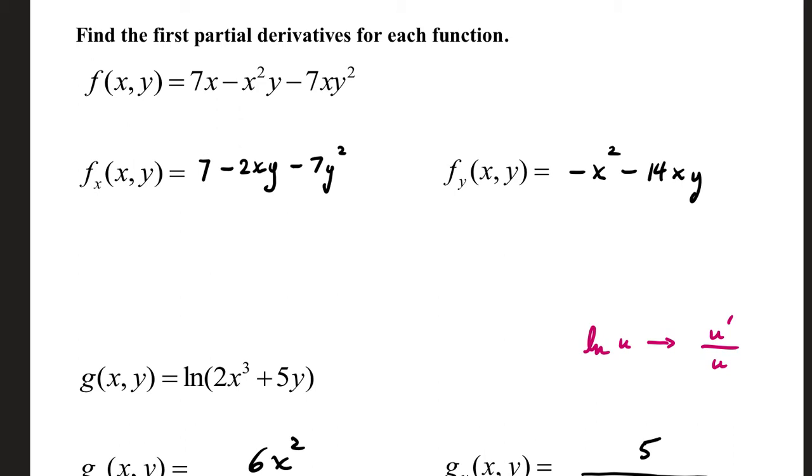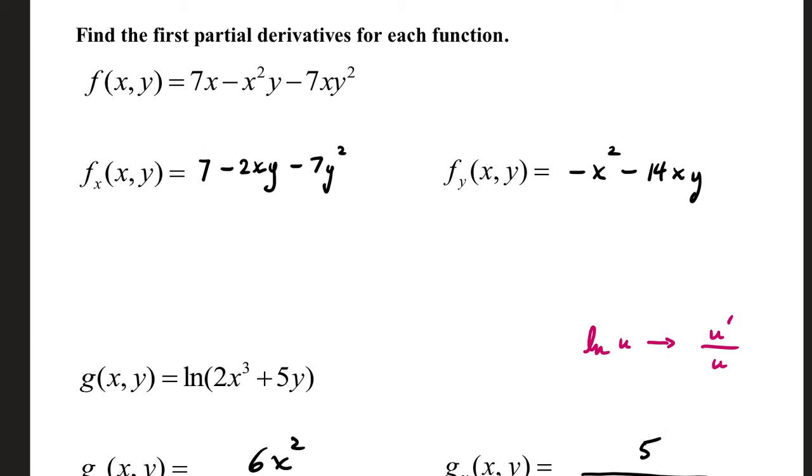Going back through this function, taking the derivative with respect to y, the first term has no y, so its derivative is 0, nothing to write. The middle term, the derivative of y is 1, times negative x squared is negative x squared. Third term, the derivative of y is 2y, times negative 7x is negative 14xy.